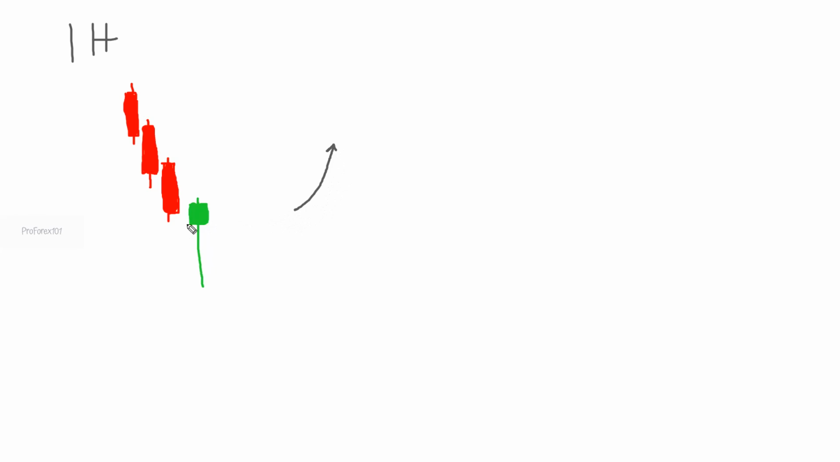Okay, guys, so this is a reversal pattern, and yeah, market wants to go long from here. Right, and now, okay, so now it's going to get a little bit confusing.